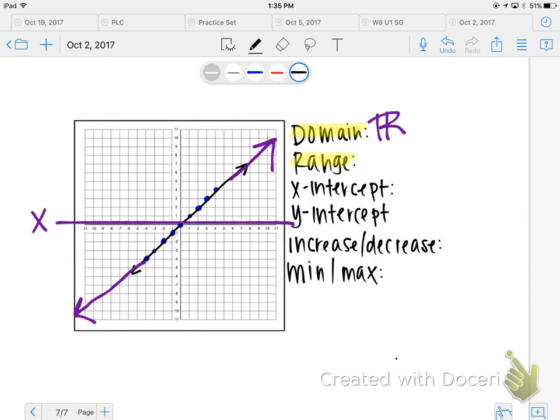Next, let's talk about the range. Range is talking about y values. Our y values go up and down on our graph. Since our graph again is continuing to go up and continuing to go down, it will cross every single y value, positive and negative, which means its range will also be all real numbers. The domain and range of a linear equation will always be all real numbers unless there's been certain constraints given in a word problem, okay?